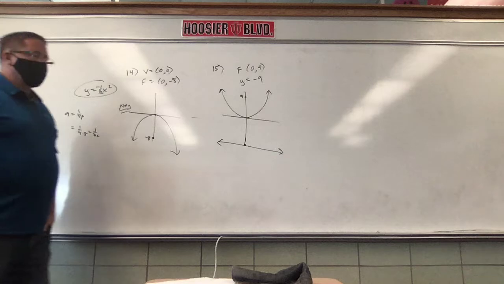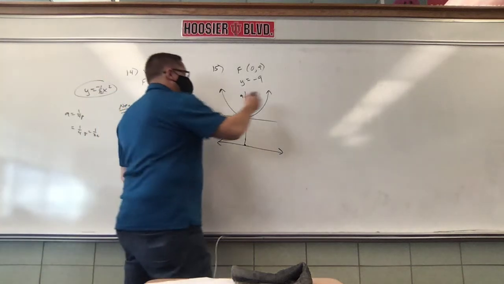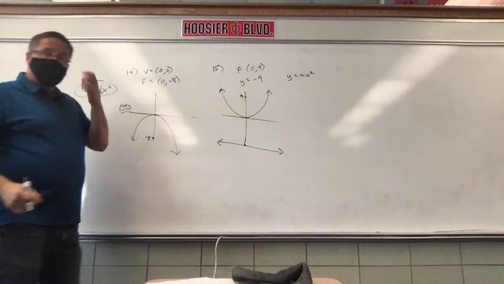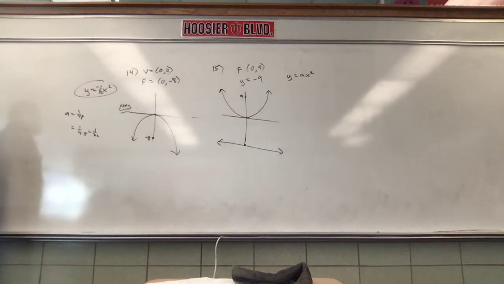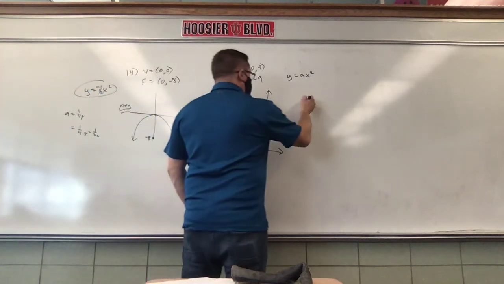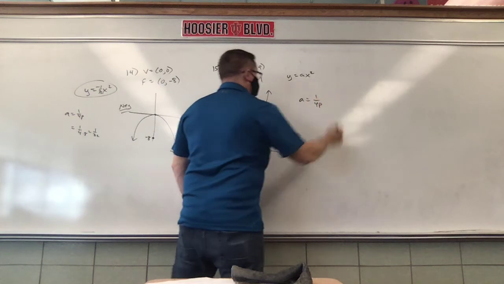So, this one's going to be y equals or x equals? Y equals something x squared. Are we going to put a negative on our answer on this one like we did the other two? No, this is going up. It's going to be positive something. A is 1 over 4p.